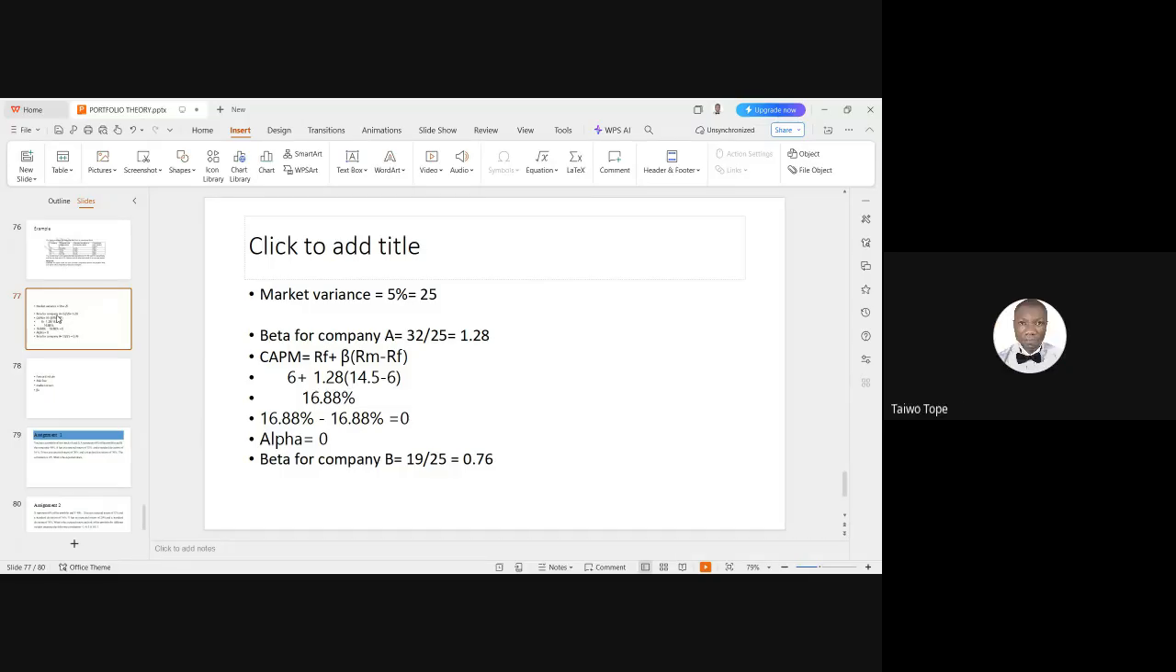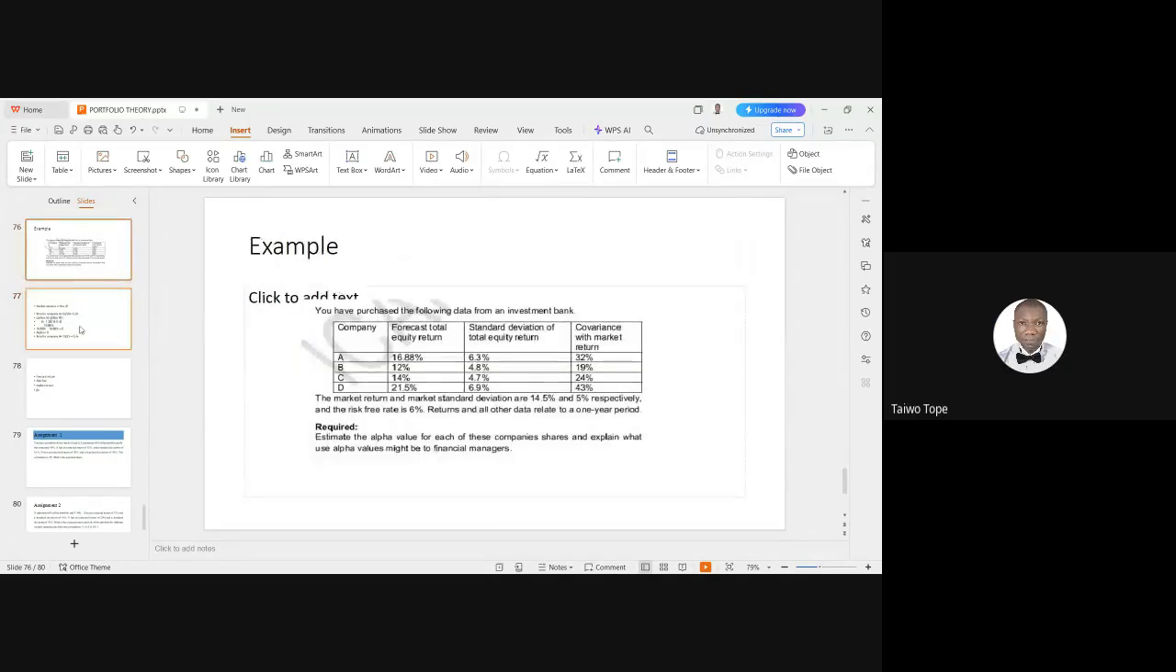In that scenario, where are you lost, man? Because I need to round up and go. I don't know how you got this 16.88. Yes, sir. Because I got 61.88. So 14.5 minus 6 multiplied by 1.28 plus 6.